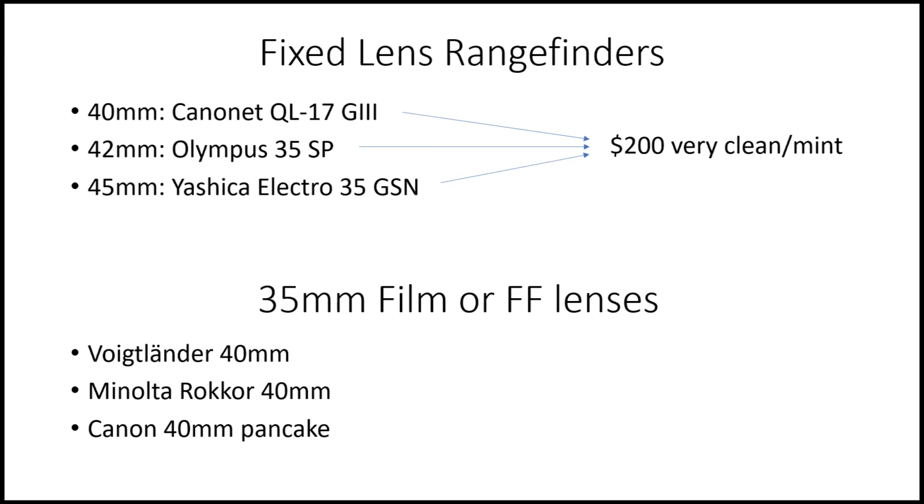You have the Canon EQL17G3 at 40, Olympus 35 SP at 42, and the Yashica Electro 35 GSN at 45 millimeter. And you can get all three of these clean, almost to the point of being mint, for about $200. These are tremendous value. So again, the body and the lens come as one unit. They're not interchangeable. The lens doesn't come off. So it's an incredible value at about $200 for almost a mint condition camera.